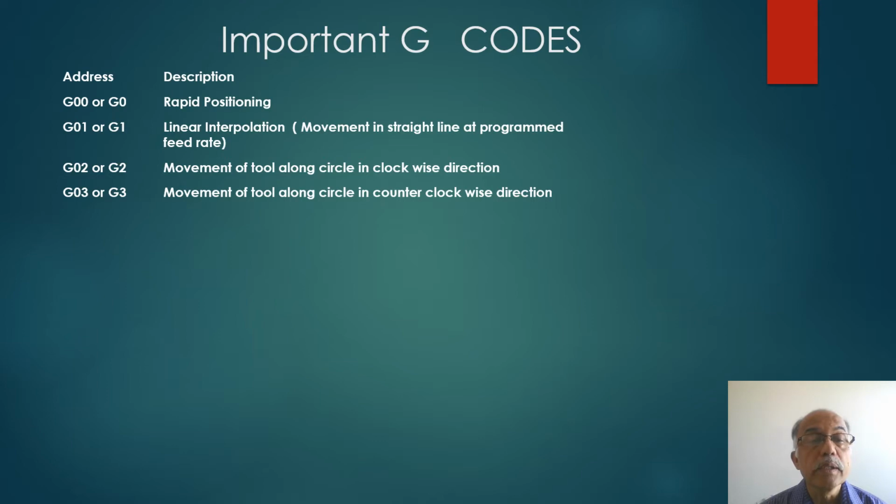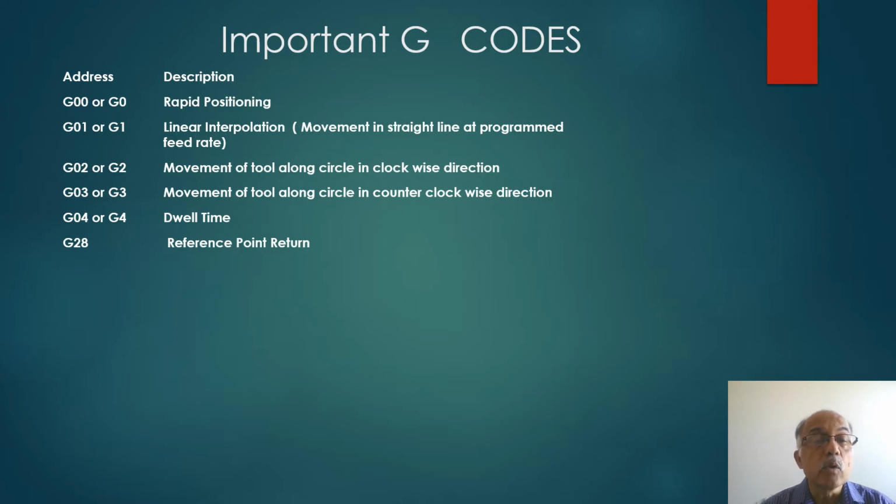G03 or G3, this code is used for defining movement of tool along circle in counterclockwise or anticlockwise direction. In some operations, we want that spindle should run, but feed movement should stop. So in certain cases, we have to define dwell time. So G04 or G4, this code is used for defining dwell time.